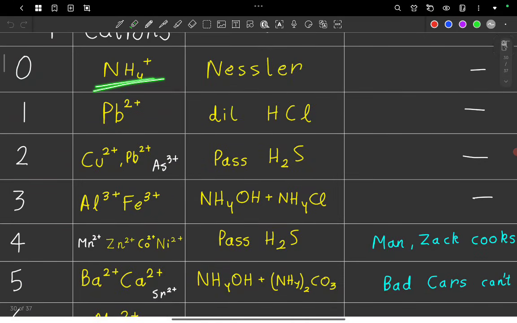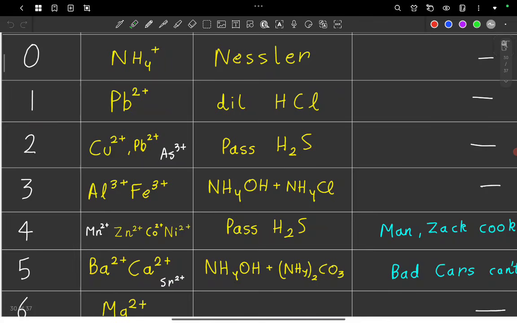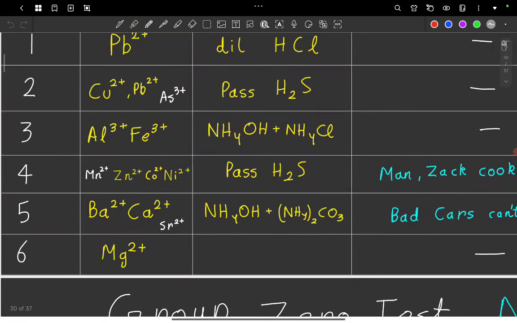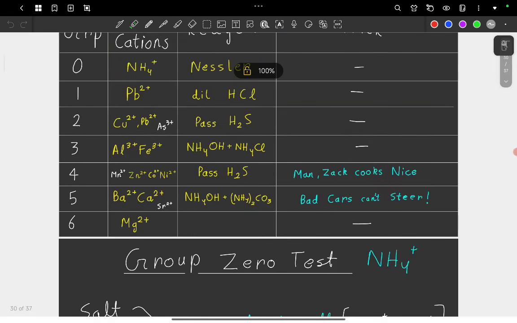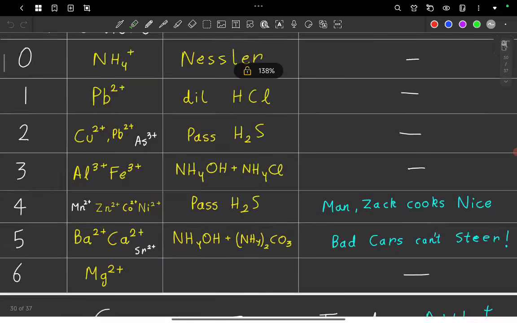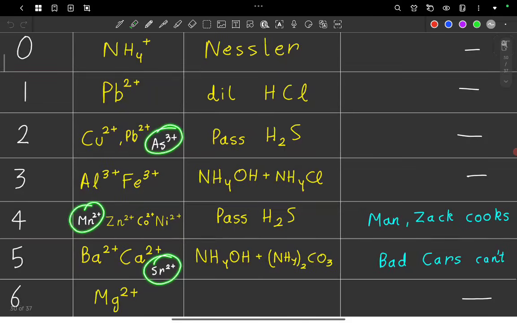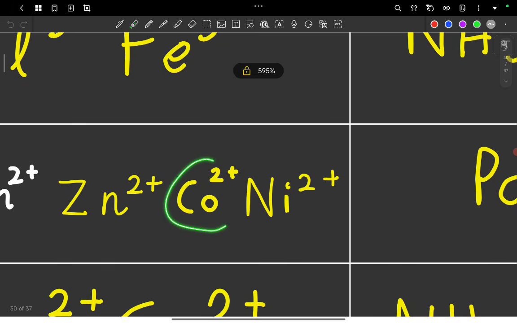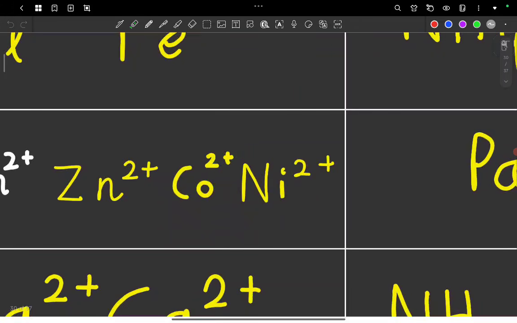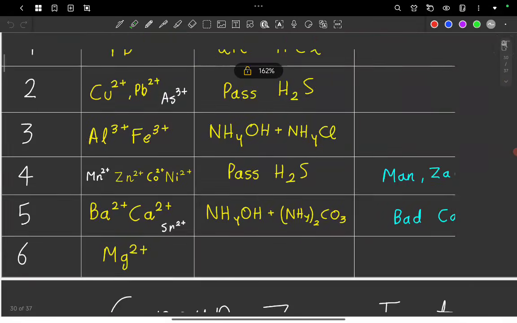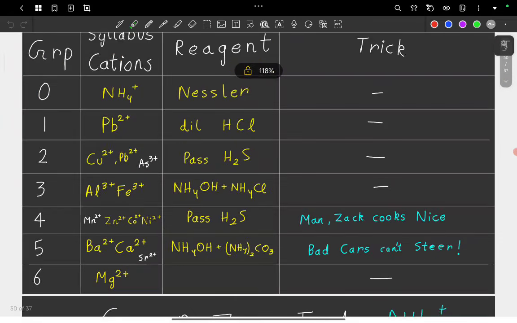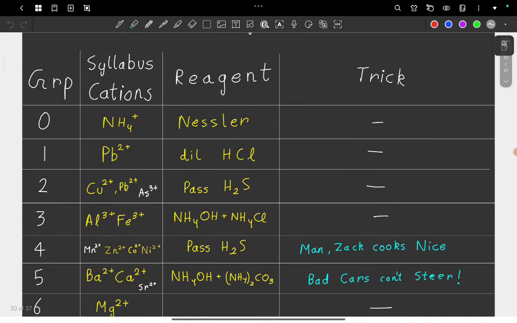Yeah, so group 0 has ammonium ion, group 1 has lead ion, and group 6 has Mg2+ ion. These are very easy to remember. And for the second group, basically the white ones are out of syllabus. And the yellow ones we have to study the test. Now officially, cobalt is not in the syllabus. But in 2024 they asked a direct question. So I'm teaching you cobalt. Yeah, it's very pathetic they don't follow their own order.